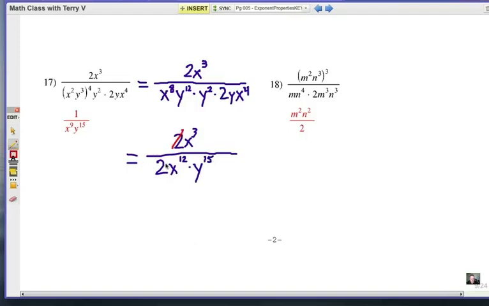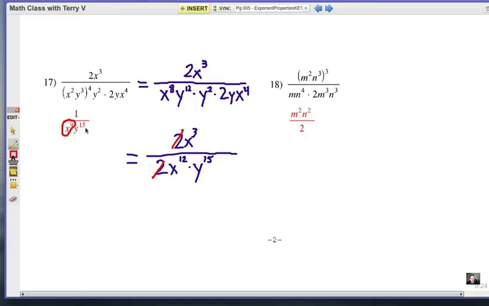Factor out a 2 factor from the top and the bottom. And for the x's, I have 3 on the top and 12 on the bottom. And if I subtract, that means I'm going to have 9 left over. So there we go. There's my x to the 9th power represented right there. And I have y to the 15th on the bottom and no y's on the top.